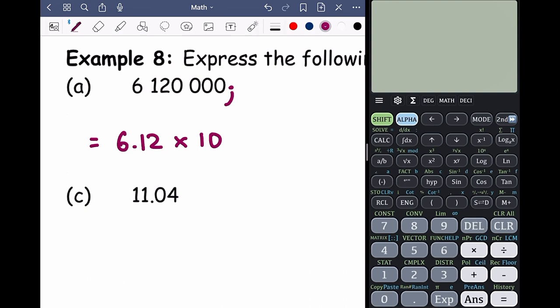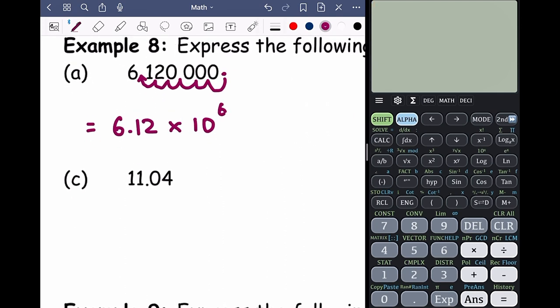So I'm going to shift this decimal point 1 time, 2 times, 3, 4, 5, and 6. So here is where my decimal point would land. So I've counted a total of 1, 2, 3, 4, 5, 6 times. So the power of 6 for the 10. Right, so it's going to give us 6.12 times 10 to the power of 6.